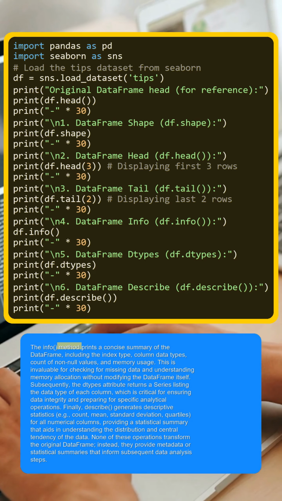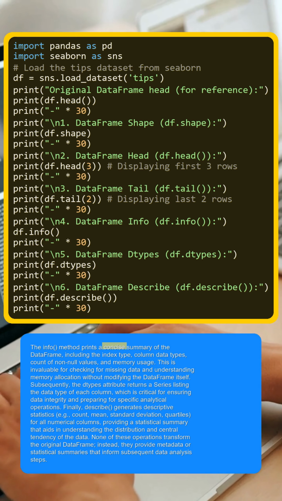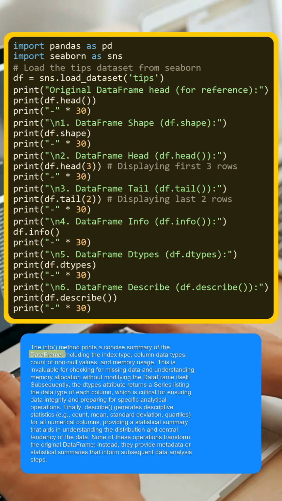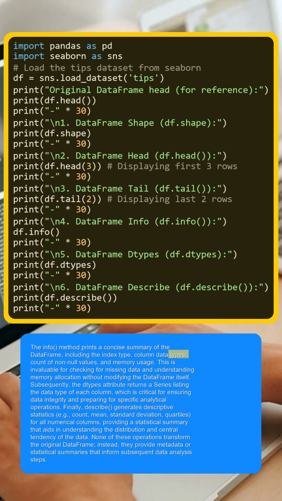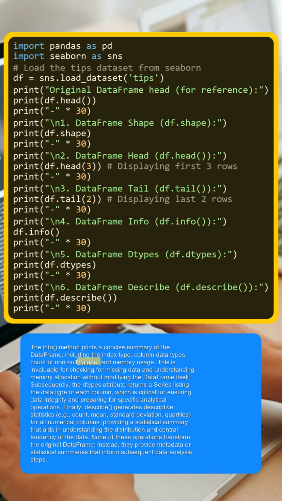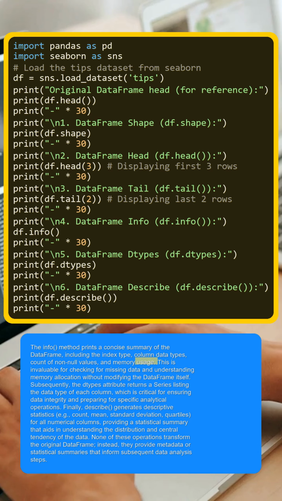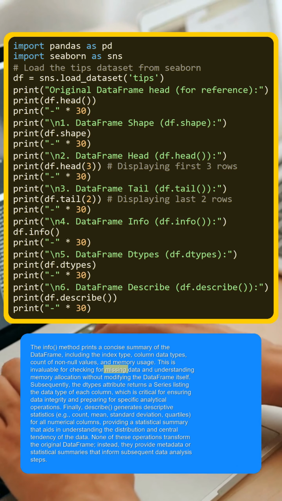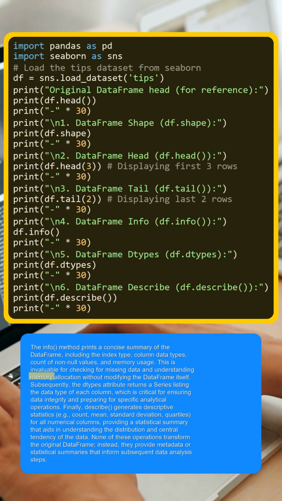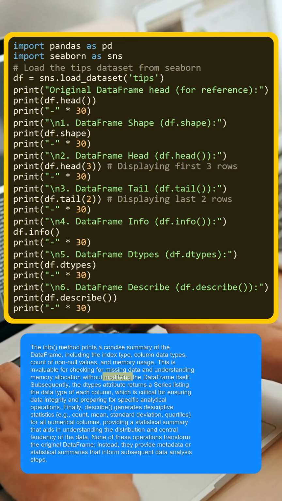The info method prints a concise summary of the data frame, including the index type, column data types, count of non-null values, and memory usage. This is invaluable for checking for missing data and understanding memory allocation without modifying the data frame itself.